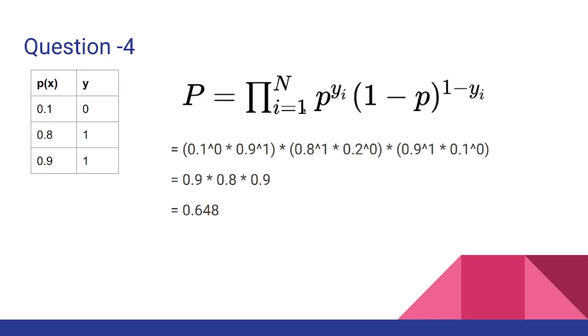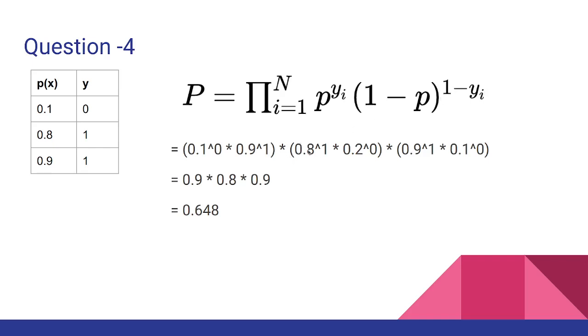This is the likelihood formula. You have to multiply p to the power yi and then 1 minus p to the power 1 minus yi. Suppose for the first data point, p of x is 0.1, and yi here is 0, right? So 0.1 to the power 0, fine. Then 1 minus p means 1 minus 0.1, that is 0.9. Then 1 minus yi, so 1 minus 0 is 1. So 0.9 to the power 1.